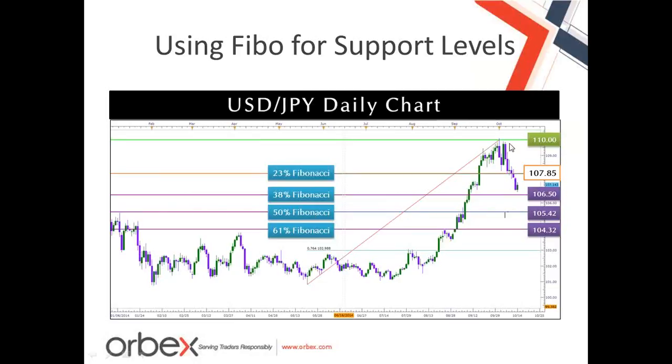If you have entered a bearish trade around 107.85, which is your pivot point and an indication that the market is definitely going to go down, you can set your support levels at any of these three levels. If you have a higher risk appetite, you set it at 104.32. If you have a lower risk appetite, you'll set it at 106.50. Okay?